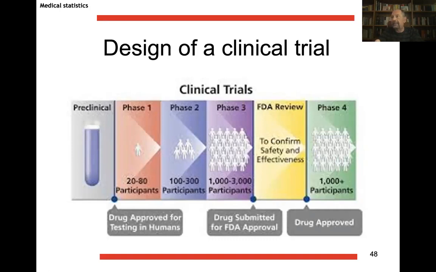This slide is American. In Europe, there is the European Medicines Agency. And then you have phase four. Phase four is the follow-up trial. So you continue to check on the patients that receive that drug and continue to report, to see the real long-term effectiveness of that drug or the vaccine.